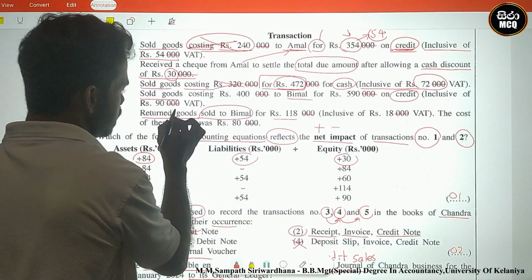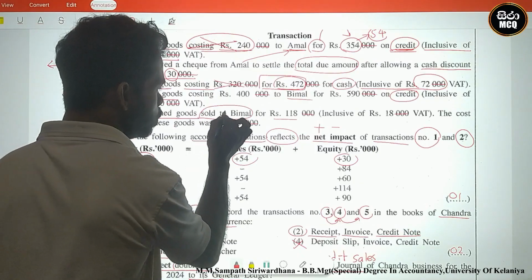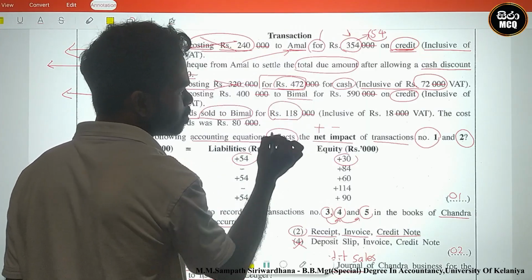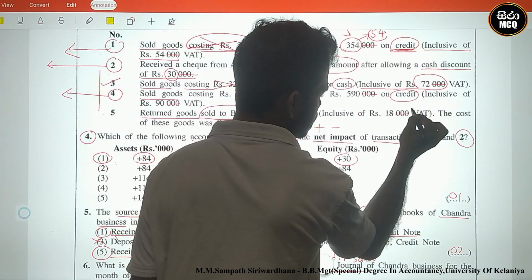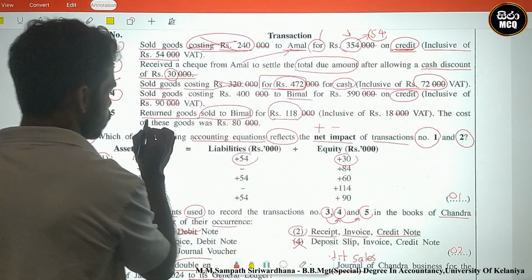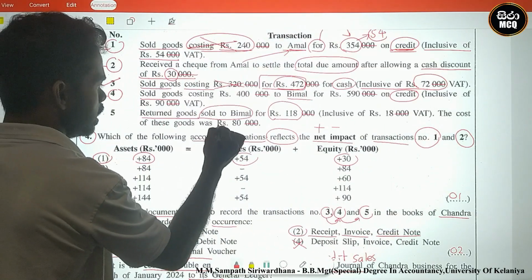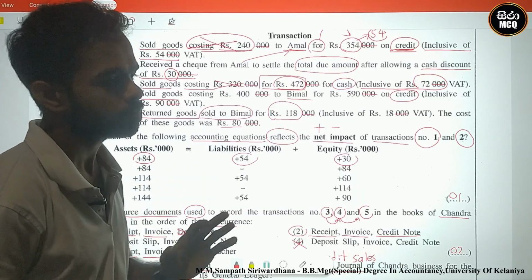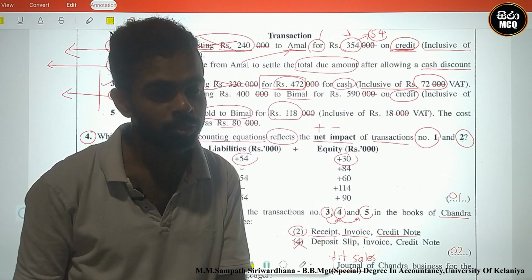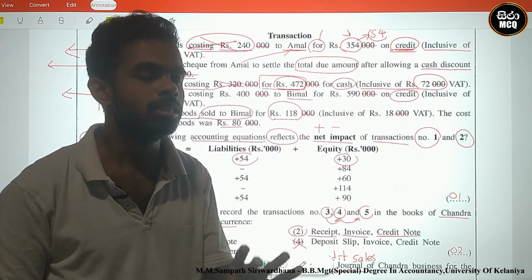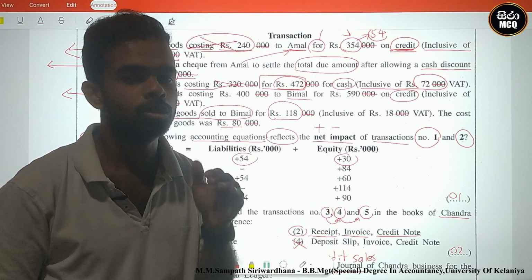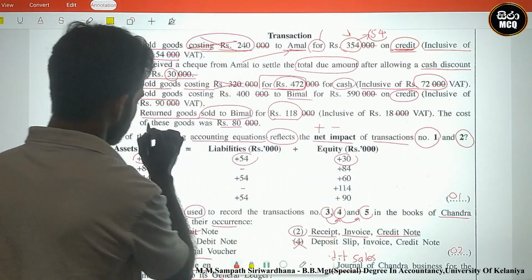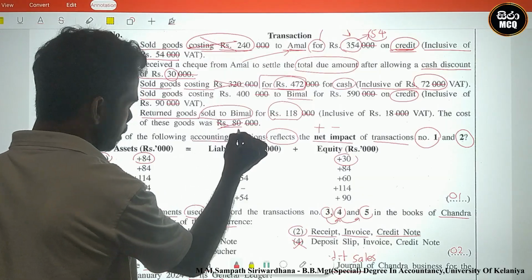Number 5. Return of goods sold to Bimal for 118, inclusive of 18,000 VAT. The cost of these goods was 80. This is the sales return. At the sales return point, we must focus only on the selling price. We ignore the cost of these goods.